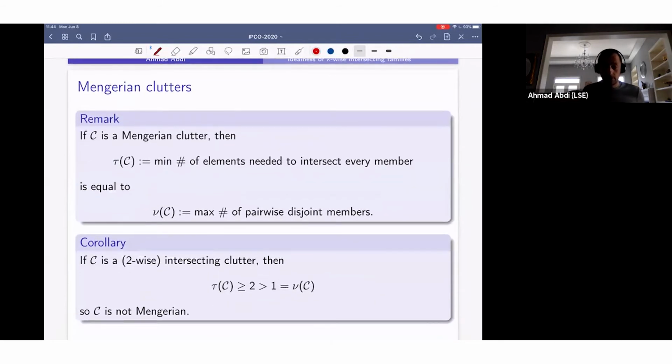So if you look at that corollary, you'll see that two-wise intersecting clutters are not Mengerian. I'll refer to two-wise intersecting clutters simply as intersecting clutters. For these clutters, the packing number will be 1 because we will not have disjoint members, whereas the covering number is at least 2 because not all the members have a common element. So there's a gap between the covering number and the packing number. These two-wise intersecting clutters are sort of the simplest family of clutters you could come up with that are not Mengerian.